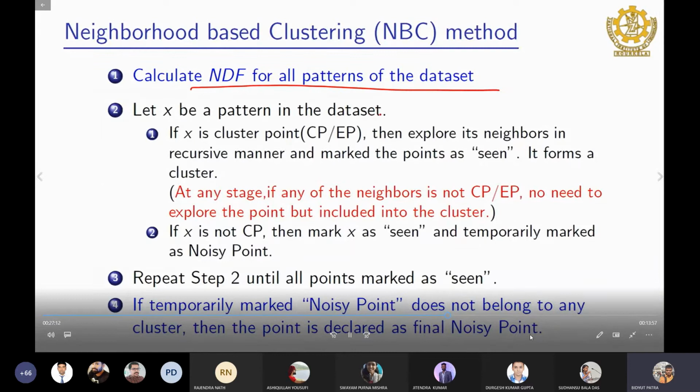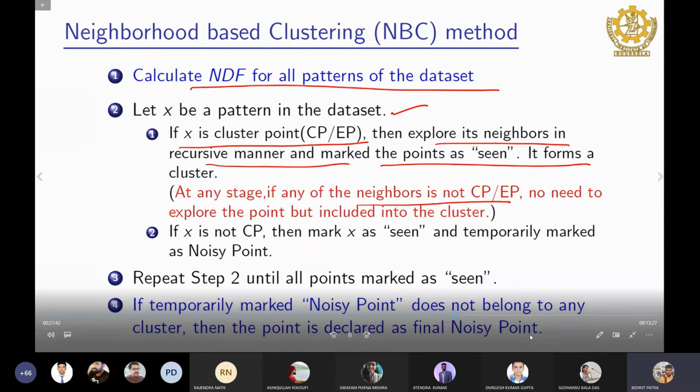Now if X is in the data set, let's say X is a point, and X is a core point or cluster point, then we explore its neighbors in a recursive manner and mark the points as seen, and it will form a cluster. Similar to DBSCAN, only the definition of the points has been changed here. At any stage, if any neighbor is not a core point, there is no need to explore that point, but include it into the cluster.